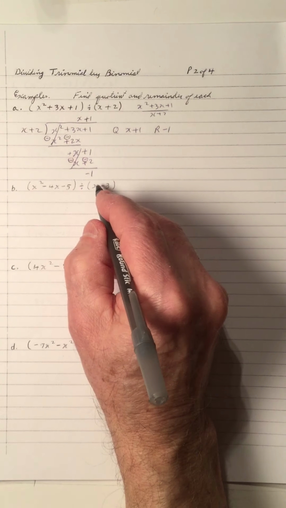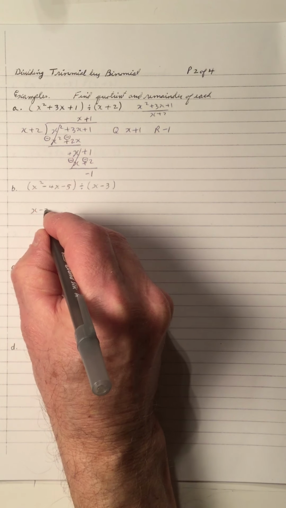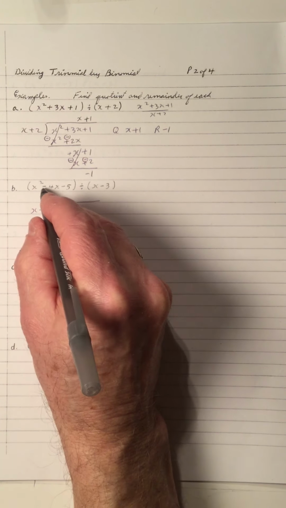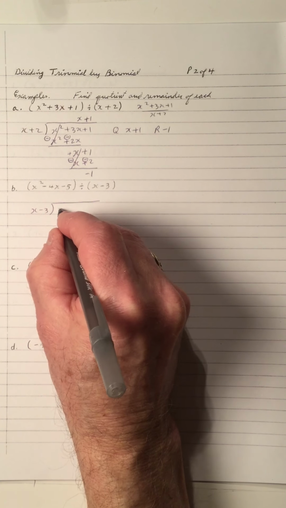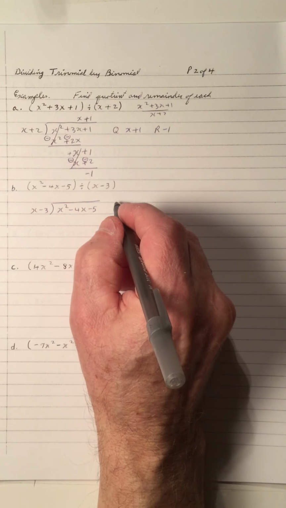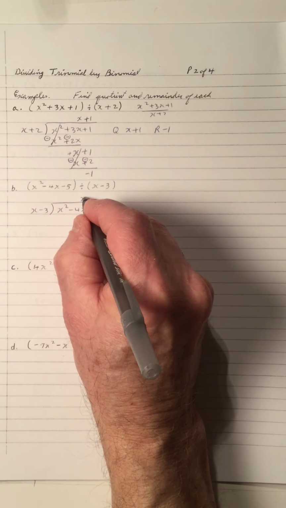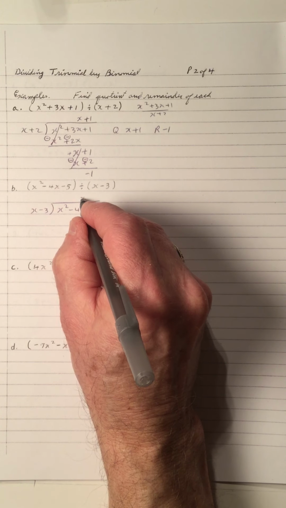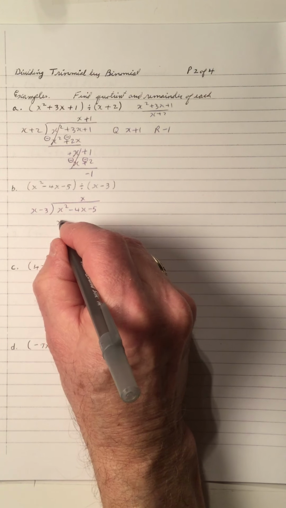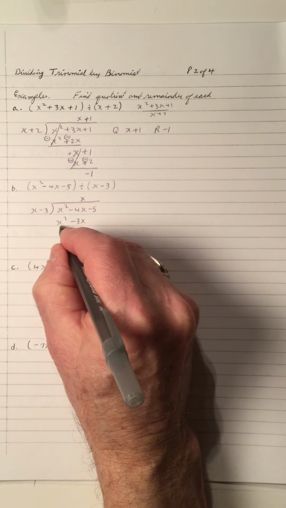Let's continue. B. So we have x minus 3 being divided into x squared minus 4x minus 5. Divide x into x squared and we get an x, so we put it above the x term. Multiply back, x times x is x squared. X times negative 3, negative 3x.